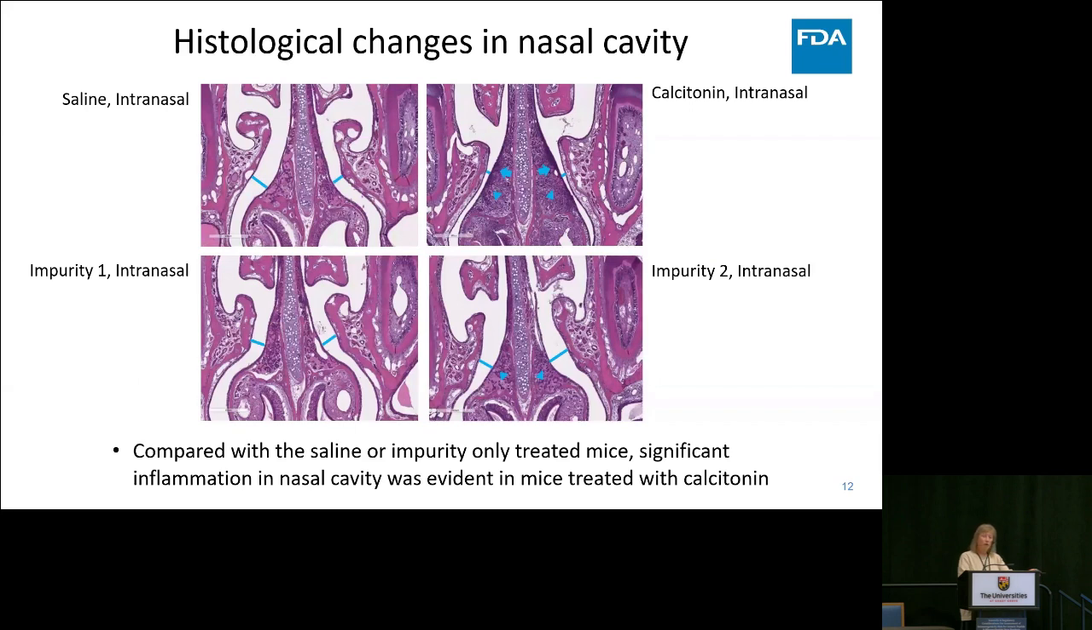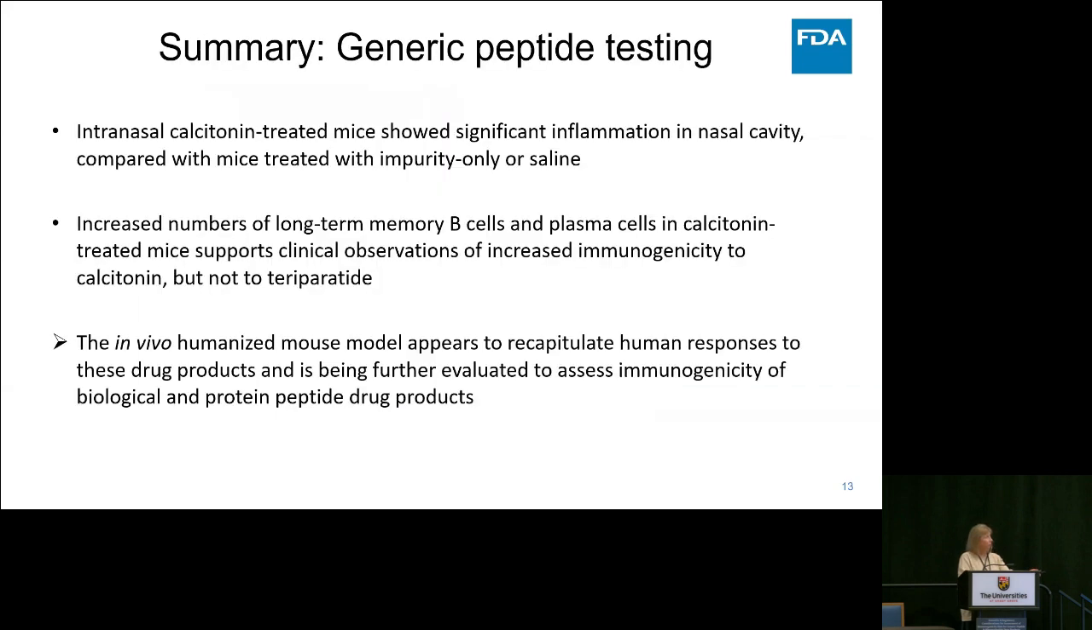And so this is one thing that having an actual animal model can give you that you can't get from a culture dish, and you really can't get from doing an in vitro assay. So again, this would be a limited type of use where you're looking at a specific product at a specific dosing regimen, but it would be an orthogonal method that if you had an issue, you might be able to follow up with it. So with respect to our generic peptide testing, when we treated intranasally, we had significant inflammation in the nasal cavity of the calcitonin-treated mice, but not the impurities or the saline.